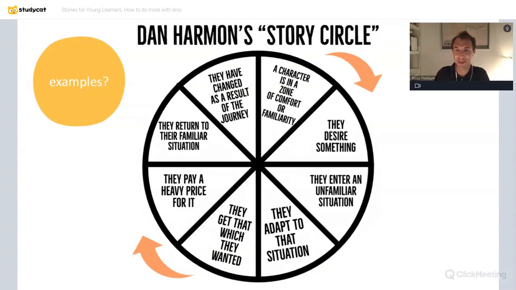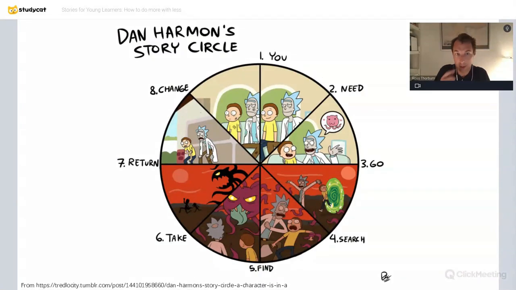Okay, so Peter says Winnie the Pooh. Fantastic. I would never have thought of Winnie the Pooh as being an example of this story circle, but that's a great one. I think something important to note here, and this is true of a lot of TV shows and movies and books, is that the ending and the beginning, which are next to each other on the circle, are actually quite similar. I'll show you the next slide, which is the same story circle, but illustrated using examples from Rick and Morty.